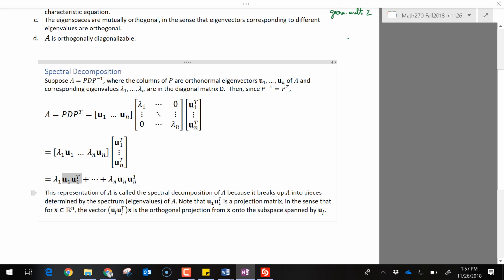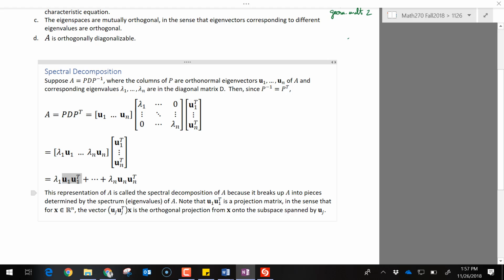Note that u1 times u1 transpose is a projection matrix, in the sense that it looks like the inner product, right? But the inner product is actually u1 transpose times u1. And if you switch the order, remember what happens? It becomes the outer product, and it becomes a matrix.